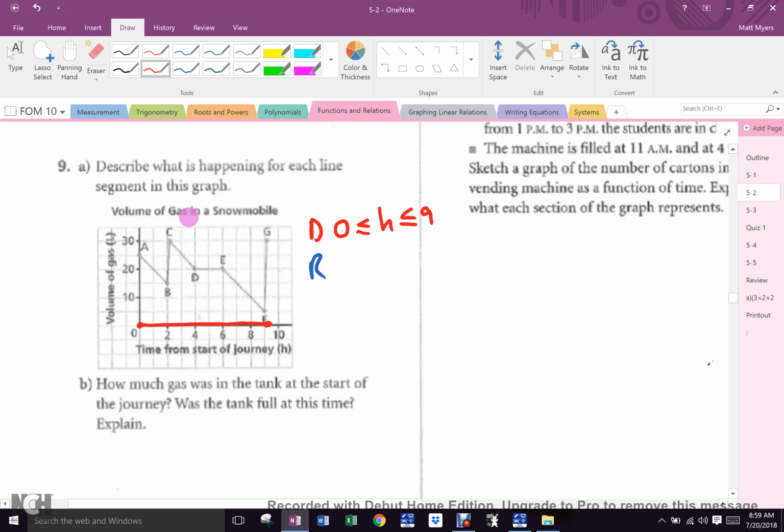Now, everybody good? Range, of course, is the same thing. My lowest range is right here when I have 5 liters of gas, yes? My highest range is when the tank is full at 30. So my range is 5 less than or equal to liters less than or equal to 30. Cool? Pardon me? It can be 0 if I emptied the tank. But I didn't empty the tank.